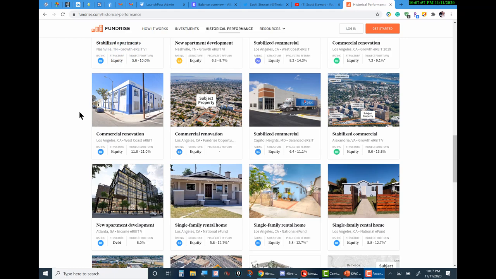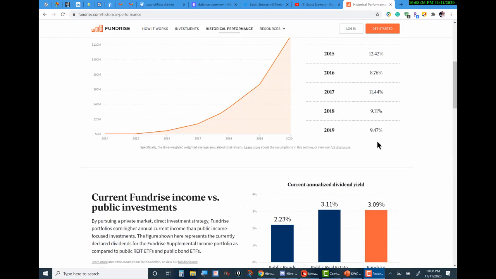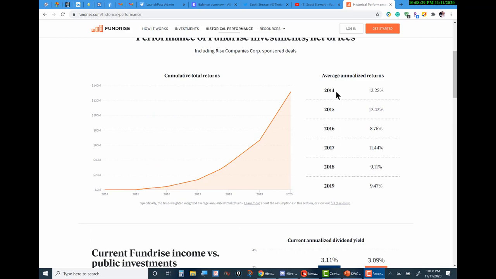And with $1,000, you can start investing in something as small as a single-family rental home in Los Angeles with a projected return of 5.8% to 12.7%, which is equity, where you're taking an ownership position in that, all the way up to where you are lending your $1,000. You're lending your money on a new apartment development in Atlanta, Georgia, with a projected interest rate of 8%. But there's all kinds of deals that you can pick and choose from. If you look at their past performance, you can see what they've generated over the years, going back to 2014 and going forward here to this past year.